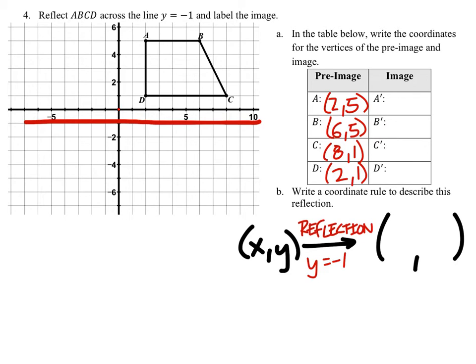So I'm going to start with D and C first. D is 2 above the line of reflection, so I'm going to go 2 below it, and that will give me D prime. C also is 2 above it, so I'm going to go 2 below it to get C prime.